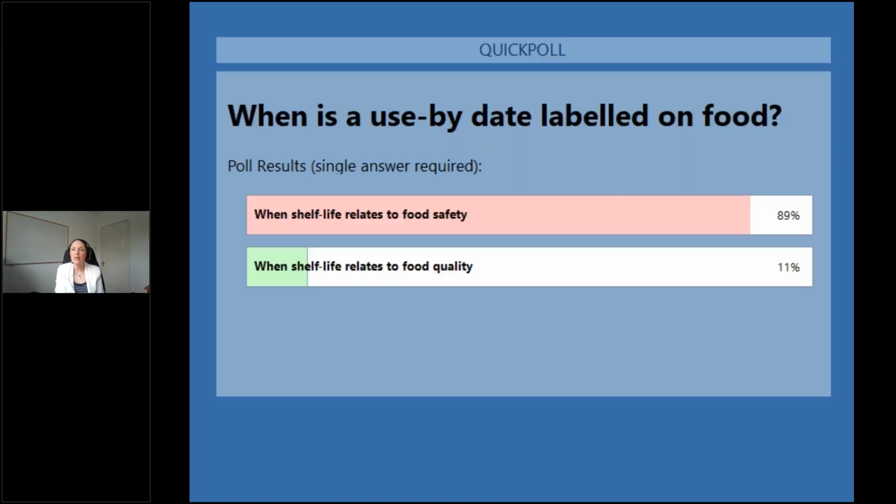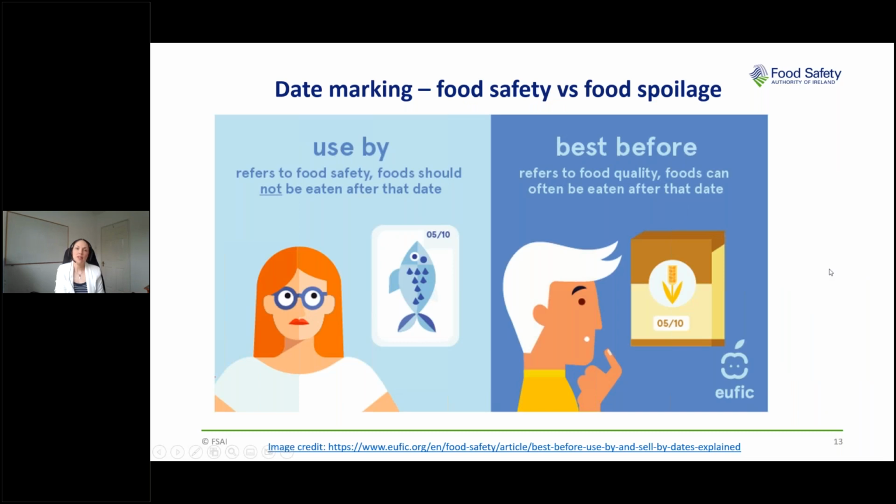So we have about 60% of people voting now. We're seeing a clear winner, and most of you are right: about 90% of you have said that it's when the shelf life is related to food safety. A use by date is put on a food when it relates to food safety, and a best before date is labelled on a food when it relates to food quality.